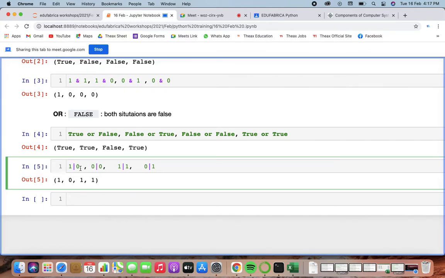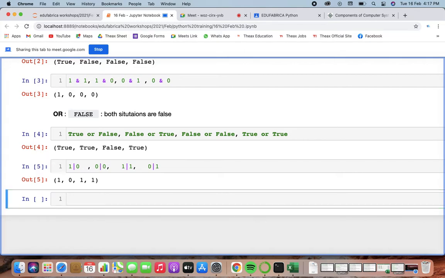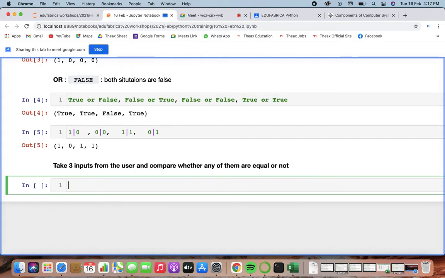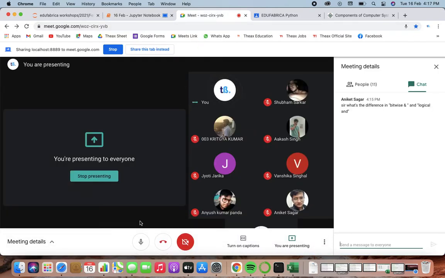Alright, so let's take a situation here now, and let's frame a question to get the results easily. Let's say that I want to take three inputs from the user, and we have to compare whether any of them are equal or not. Write your answers quickly in the chat box. Solve this quickly.